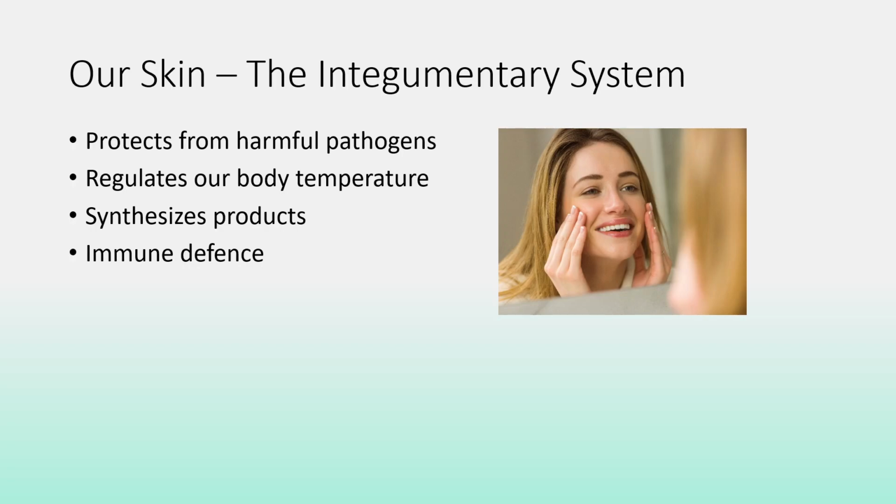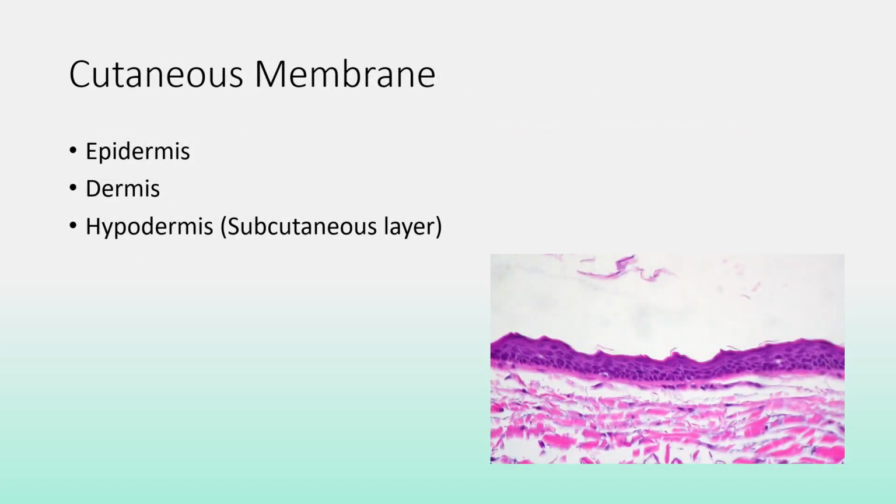So our skin protects from harmful pathogens. It regulates our body temperature and it synthesizes products and aids in immune defense. So our cutaneous membrane consists of 3 layers of skin, starting with the most superficial, the epidermis, followed by the dermis, and then the hypodermis, which is also known as the subcutaneous layer.